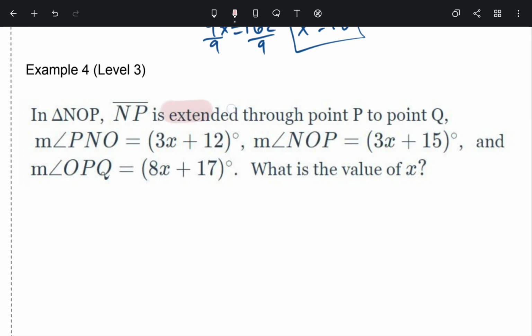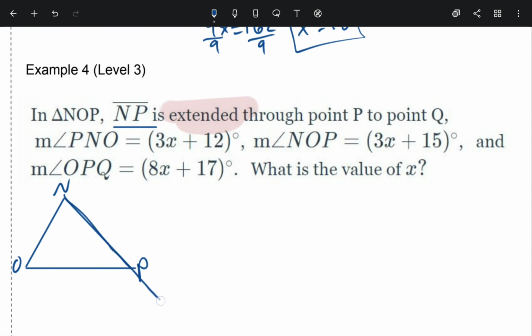That is telling us that we're probably going to have an exterior angle. So let's see. We are given triangle NOP. The line NP is extended through point P to point Q. So there's some point Q out here that this line is stretched through.